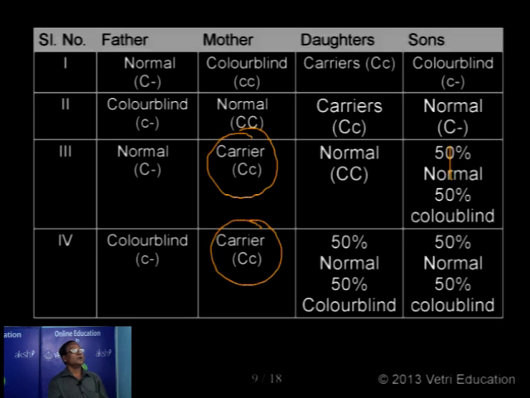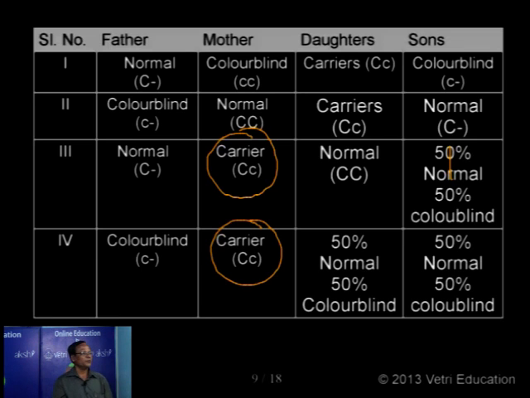For example, a marriage: a woman whose father was colorblind marries a normal man. What is the probability of colorblindness among the sons? When you say the woman's father was colorblind, definitely that woman, what we are taking for the cross, is nothing but a carrier. That is a clue. They give the problem in such a manner, so you have to answer in that manner. Once the woman is born to a colorblind father, even with a normal mother, definitely she will be a carrier.